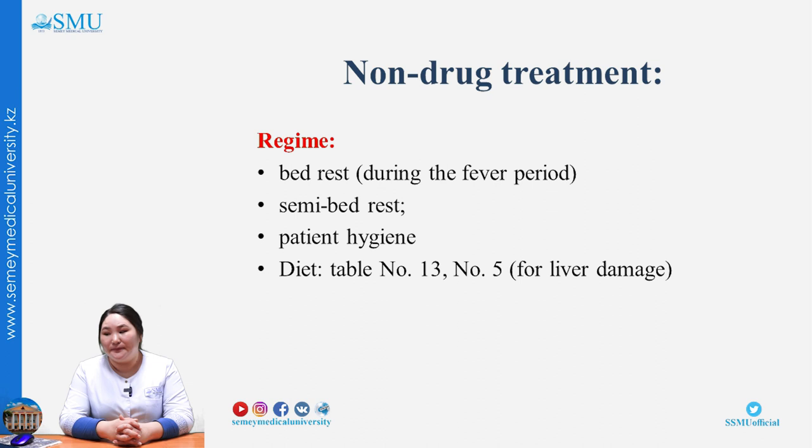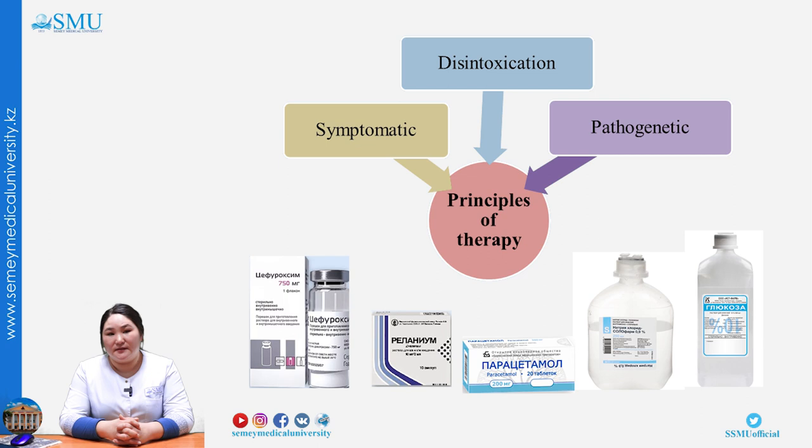Principles of drug therapy. The main therapy is symptomatic, detoxification and pathogenetic treatment. Symptomatic treatment includes, first, antipyretics to relieve the fever. First of them, acetaminophen or paracetamol at a dose of 10-15 mg per kg, per os or per rectum. Next is ibuprofen, 5-10 mg per kg, per os or per rectum, no more than 3 times a day.